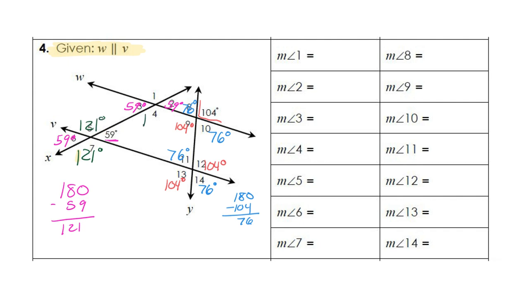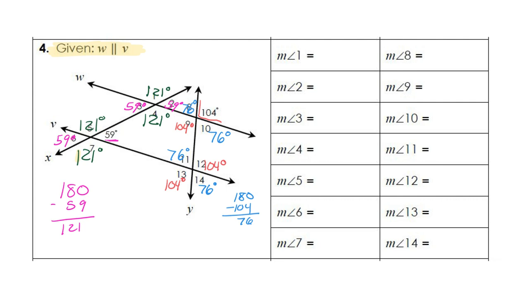4 is an alternate interior, 121 degrees. And 1 is a vertical angle to 4. 1 is also an exterior or alternate exterior angle to 7. It is also 121 degrees. Now that I have written all of that, answering all of these questions over here will not be as daunting.